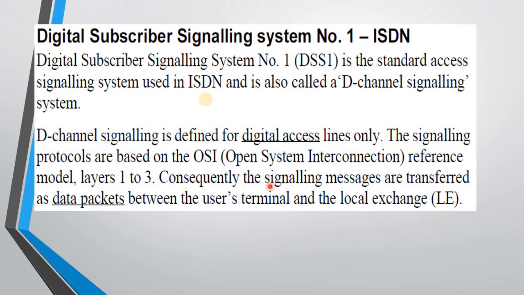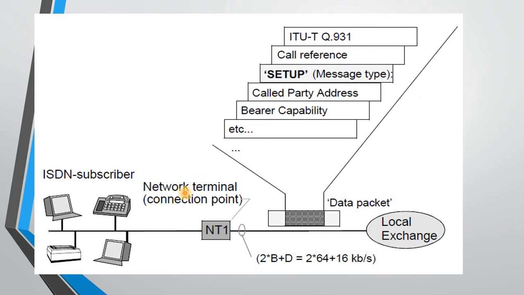So I hope this brief information gives you a very good idea that in case of DSS1, data packets are being exchanged between the user terminal and the local exchange, and it corresponds to OSI level 1 to level 3, and it is basically called the D channel signaling. You can have a better understanding over here of how the ISDN terminals, which can be a desktop, a telephony machine, or a printer, are connected to a network terminal point, connection point, and then it connects further to the local exchange.